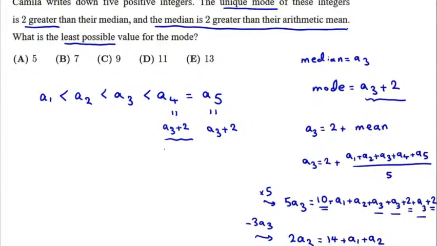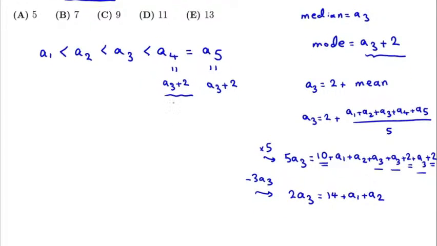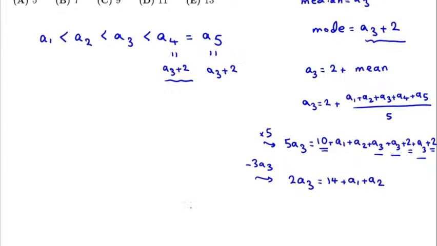Now, here it says, try to find the least possible value for the mode, the least possible value for A3 plus 2. So if you want to minimize A3 plus 2, you should minimize A3. We also know these are positive integers, and A1, A2 are not equal. If you consider 1, 2 here, then A3 will not be an integer because the left side is even and the right side will be odd. So we need at least 1, 3, sum of them 4.